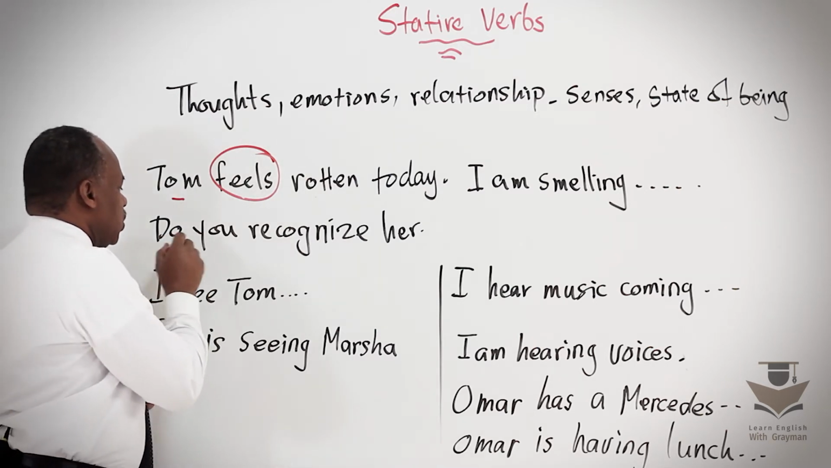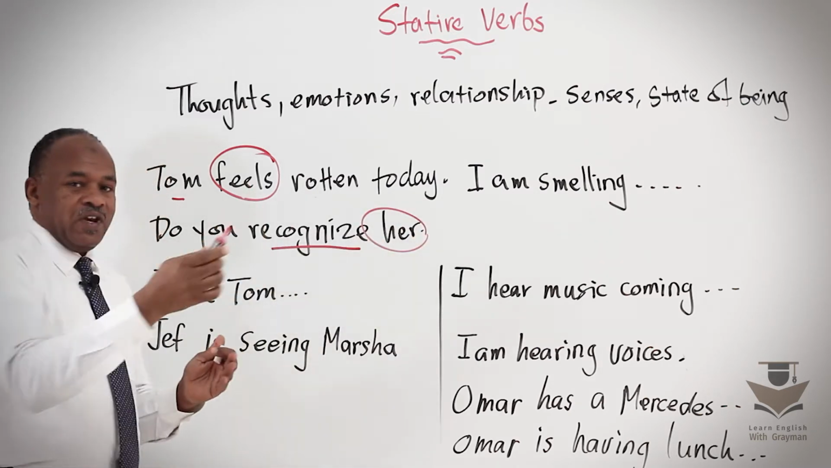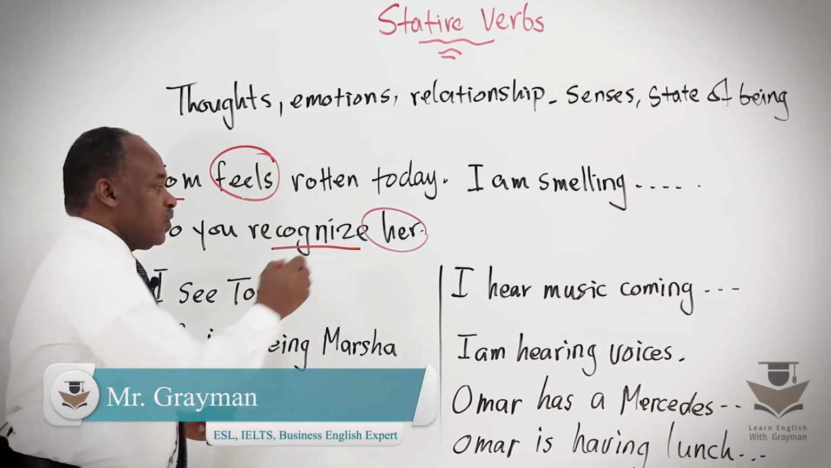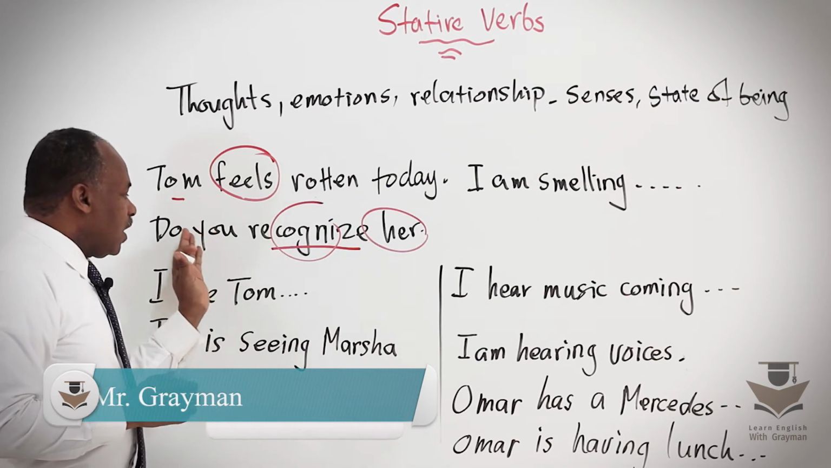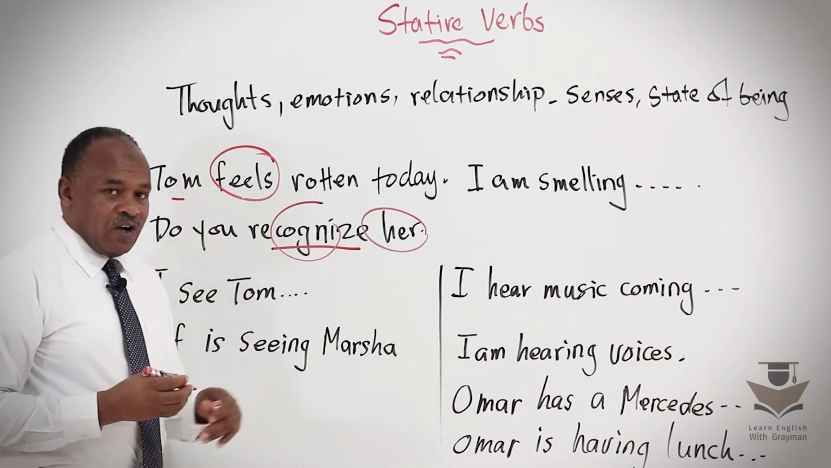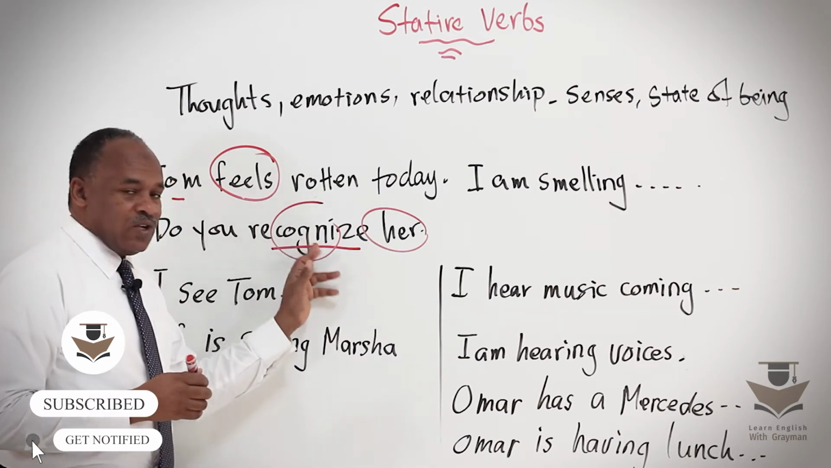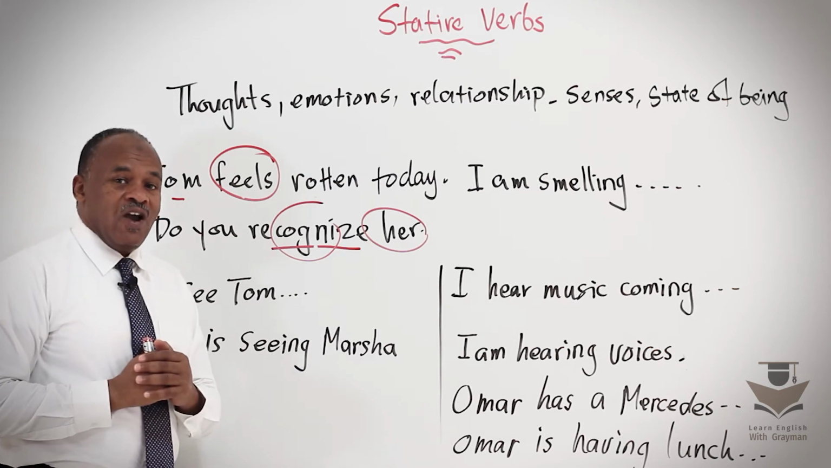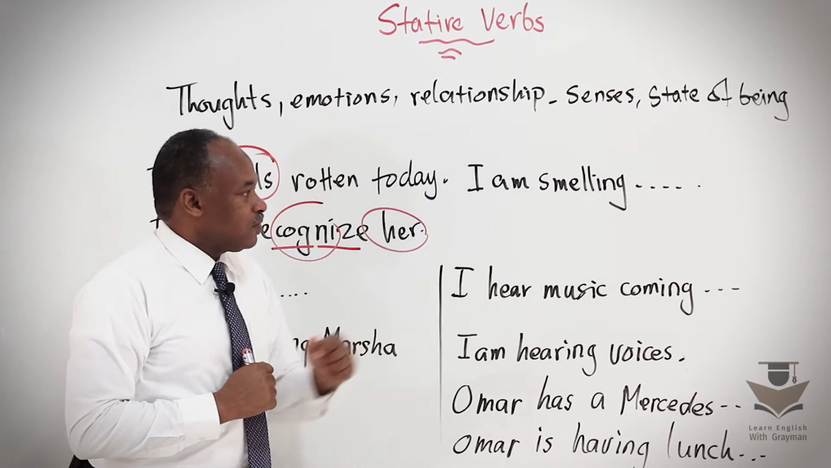We say, do you recognize her? You'd see somebody, a female. Do you recognize her? So with the word recognize, can we say, are you recognizing her? No. Do you recognize her? So the verb recognize does not accept or take ing. Let's look at this one here.